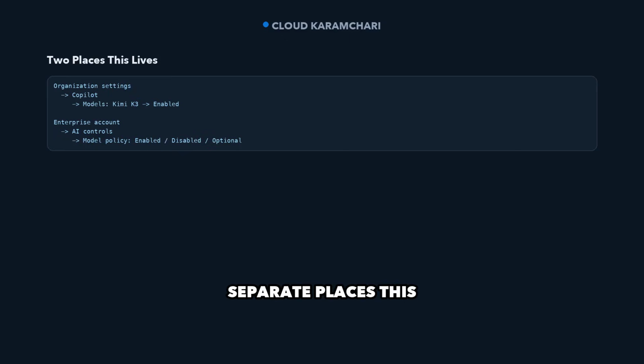There are two separate places this lives. Organization Settings has a Models page for org-level control. Your enterprise account has an AI Controls tab for enterprise-wide policy: enabled for everyone, disabled for everyone, or optional, which lets individual orgs decide.